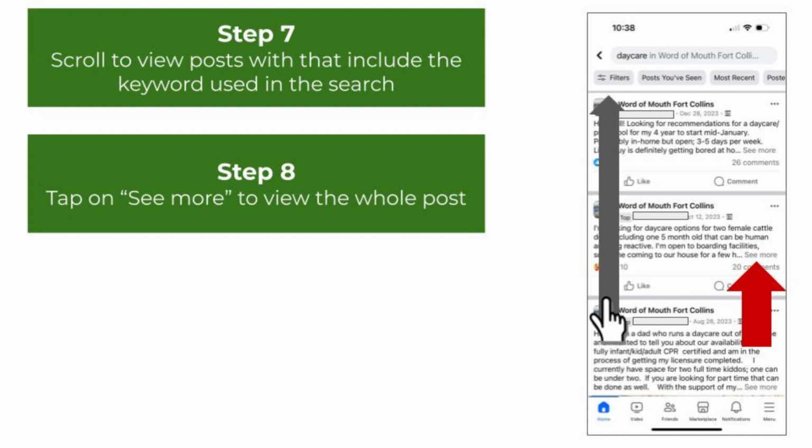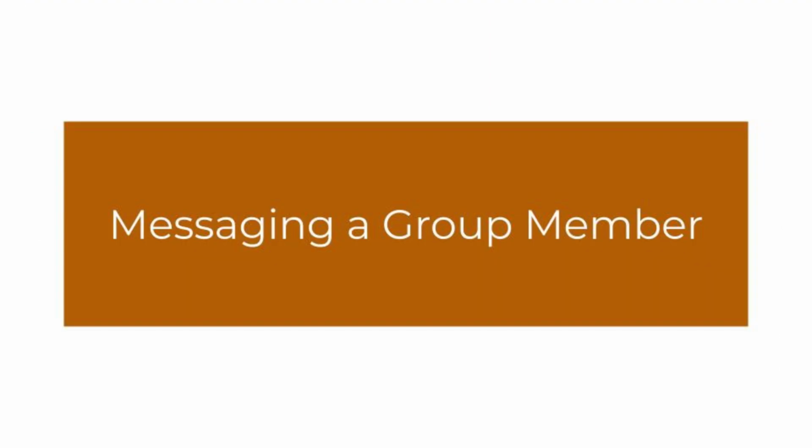You can scroll to view more posts by dragging a finger from the middle to the top of the screen. For longer posts, Facebook won't show all the text. If you want to view the whole post, tap on See More, located at the bottom right corner of each post. Next, we will learn how to message someone in a group if you aren't Facebook friends already.